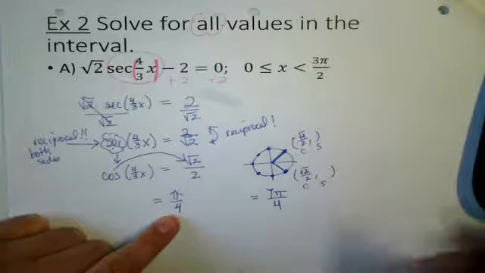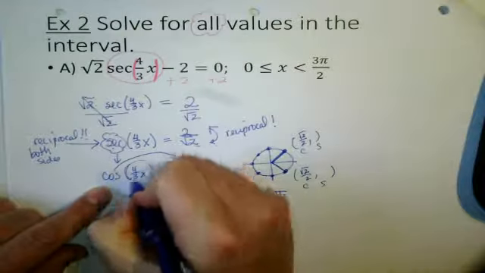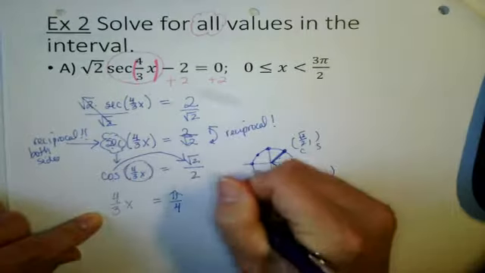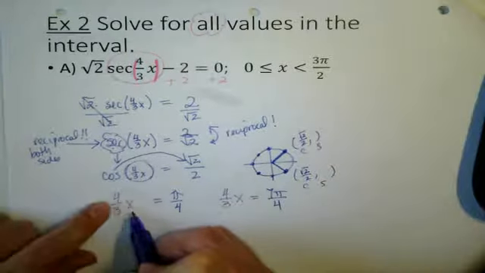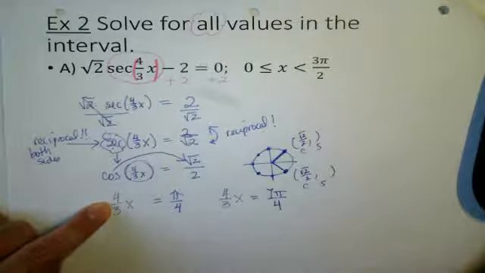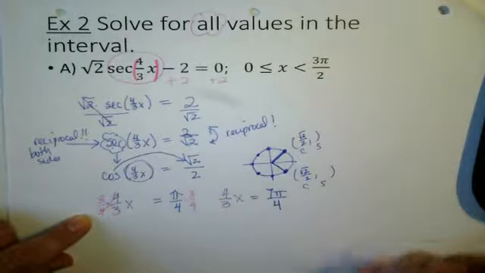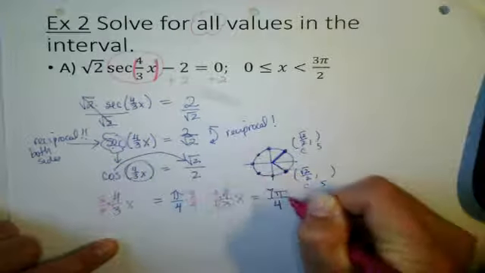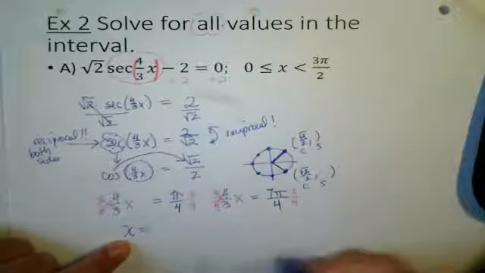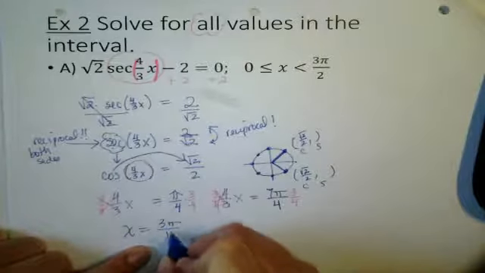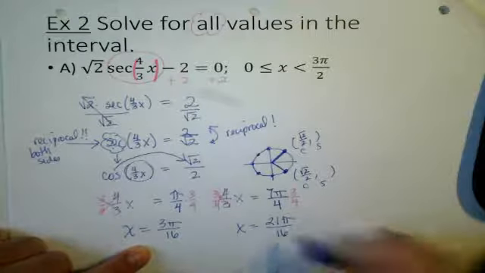These are not the answers. So what we do, we just got rid of this cosine feature, and so what's left over is 4/3 x. So in order to find out what the angle measure actually is, I still have to get rid of the 4/3. And so we can do that by multiplying by the reciprocal, 3/4, on both sides. So that we get x finally all by itself. And this becomes 3 pi over 16. And here we get 21 pi over 16.